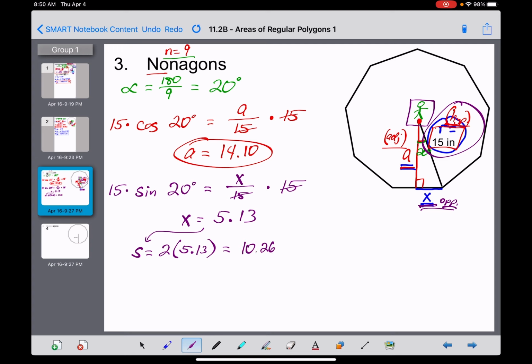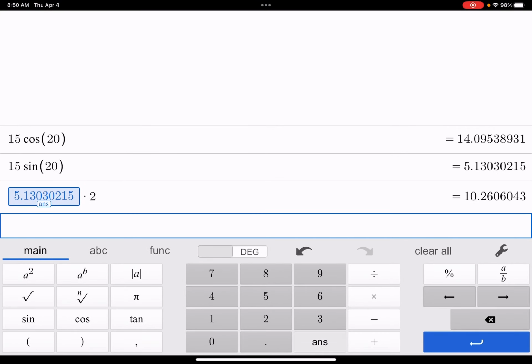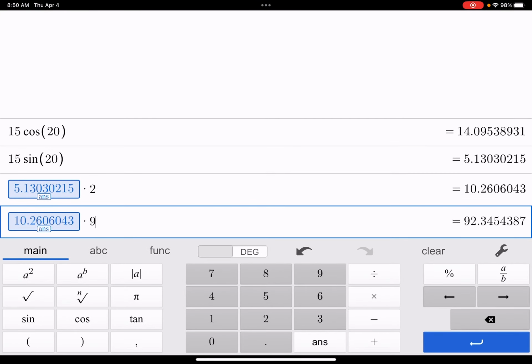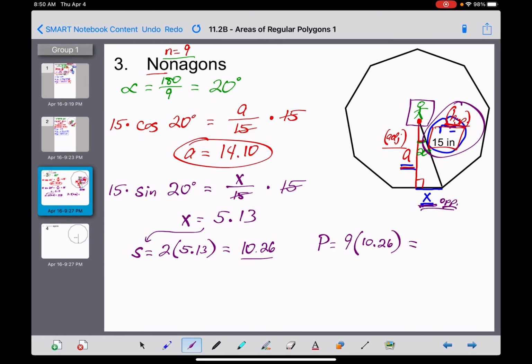Okay, so then right next to that, let's find perimeter. How many sides do we have in this nonagon? That would be 9. And the length of each side was the 10.26 that we just came up with. So again, not typing in that number, I'm going to hit answer times 9, and our perimeter, as exact as we can get it here, is 92.35. 92.35, and there's the perimeter.